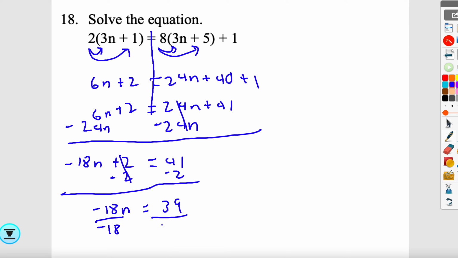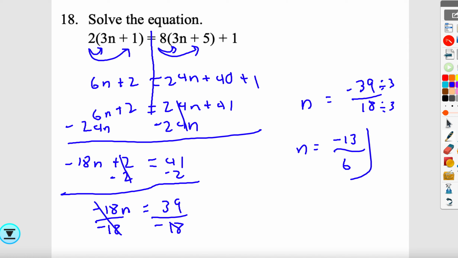Divide both sides by negative 18, which we can simplify. 3's go into both of these, so we have n equals negative 39 over 18. We're going to divide the top by 3, and we're going to divide the 18 by 3. What we do to the top, we have to do to the bottom. So then we get negative 13 on top, and 6 on the bottom. And that is our answer. You always have to simplify, guys. See if any numbers can go into the top or the bottom.